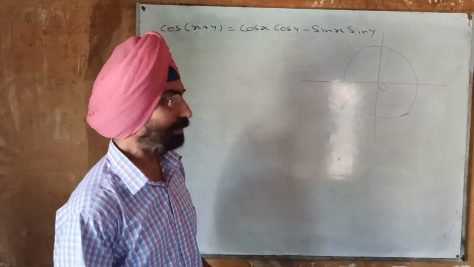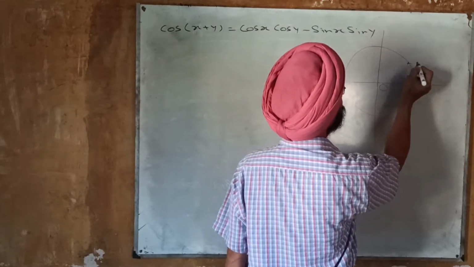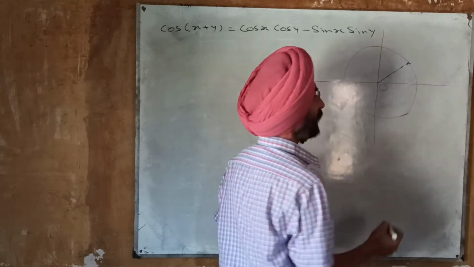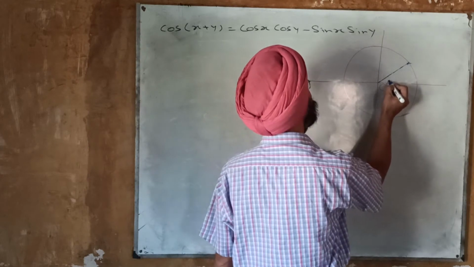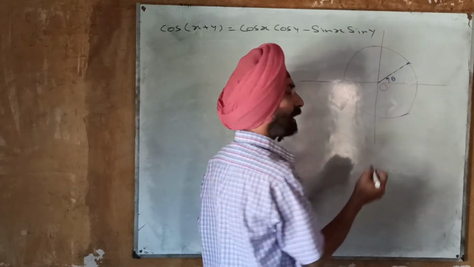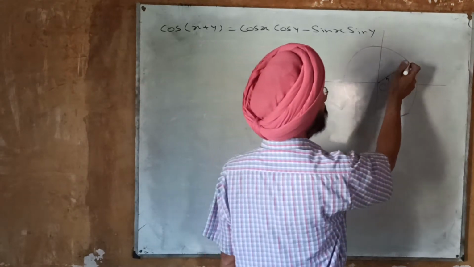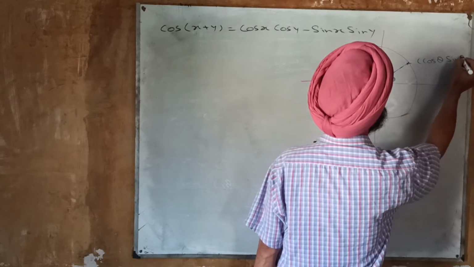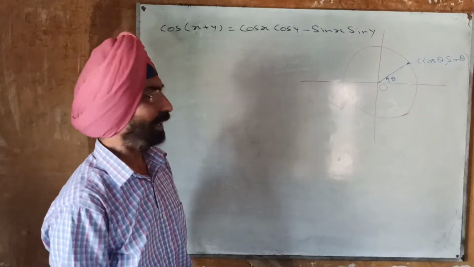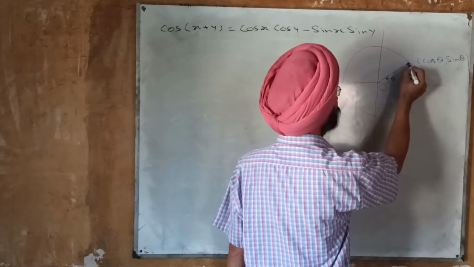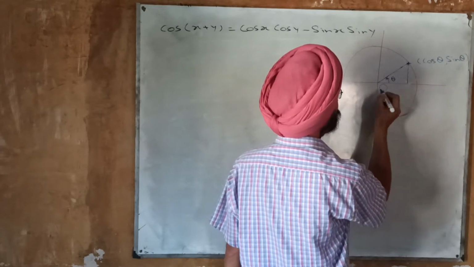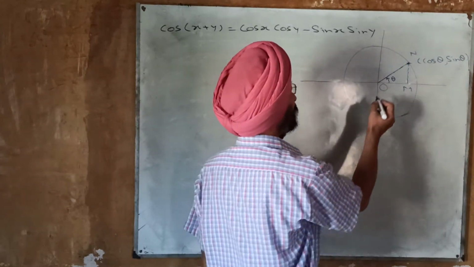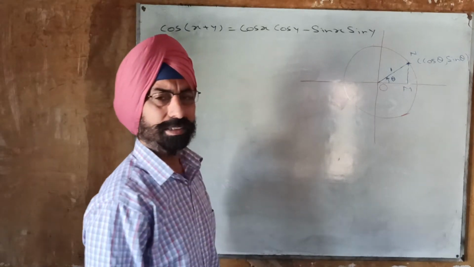We know one thing, if there is a point here and I am joining the origin to this point, suppose this angle is theta, then the coordinates of this point will be cos theta, sin theta. Why? The answer is very easy. Draw a perpendicular line from here. This is your O, this is your M, this is your N. And the radius is 1 because it is a unit circle.